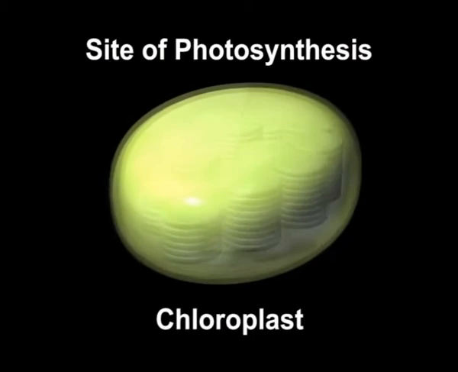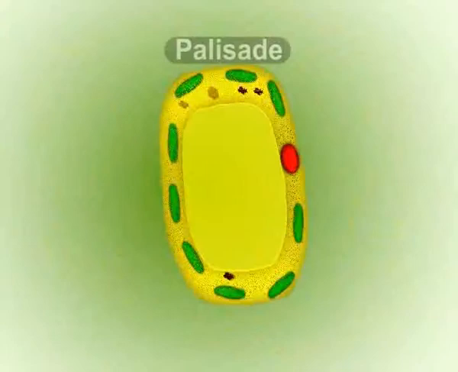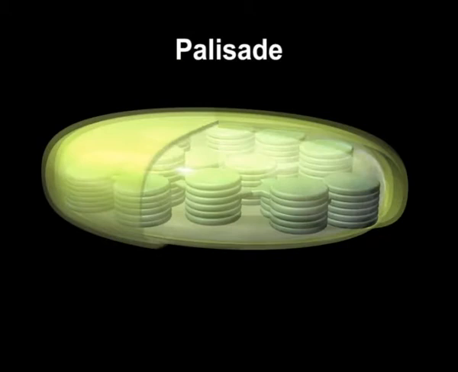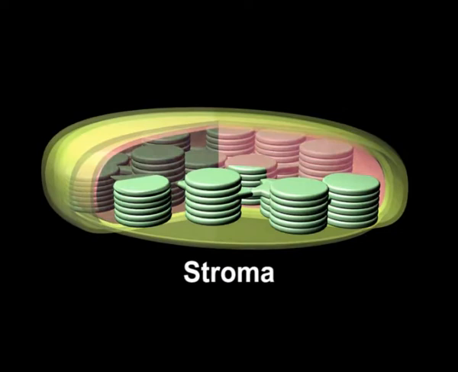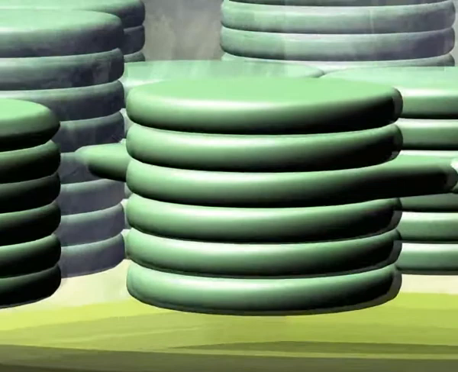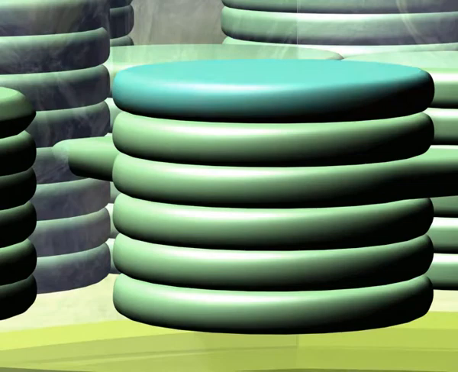In a leaf, chloroplasts are present below the upper epidermis in a tissue called palisade. The organelle is surrounded by a double membrane. Inside the inner membrane is a complex mix of enzymes and water. This is called stroma. It contains all the enzymes needed for photosynthesis and thus is important as the site of the dark reactions. Embedded in the stroma is a complex network of stacked sacs. Each stack is called a granum, and each of the flattened sacs which make up the granum is called a thylakoid.